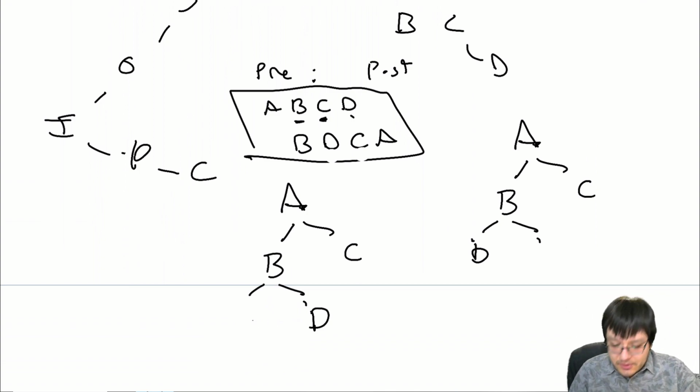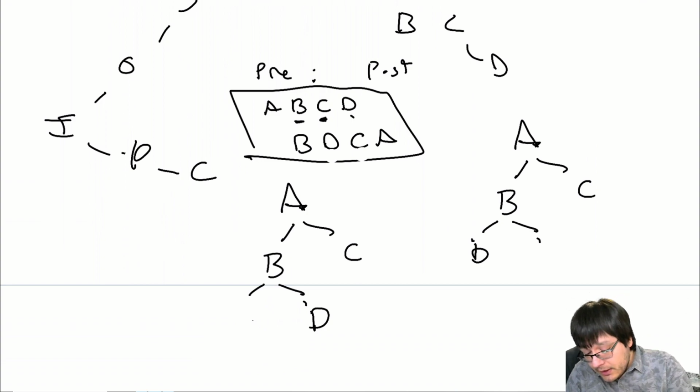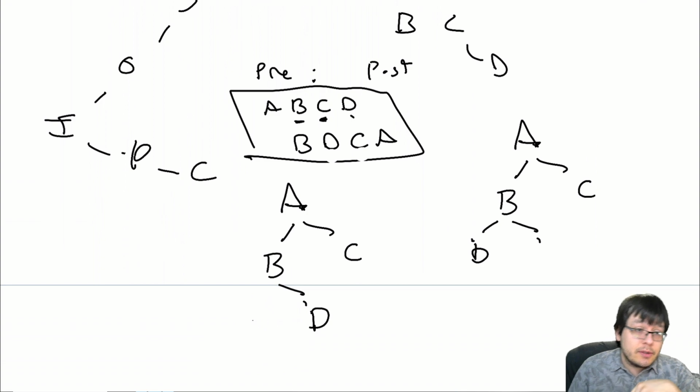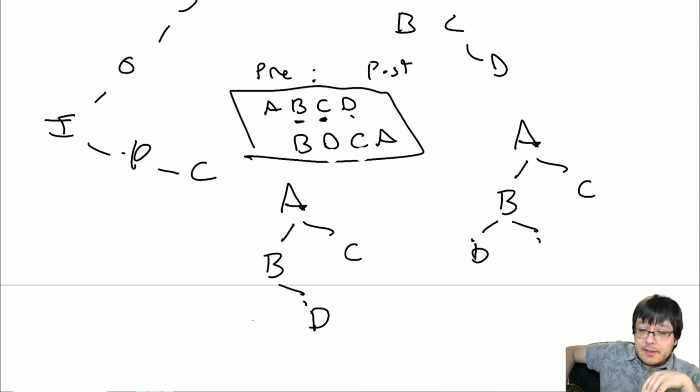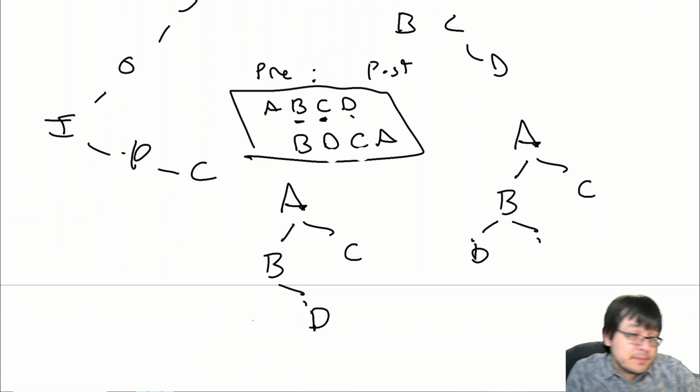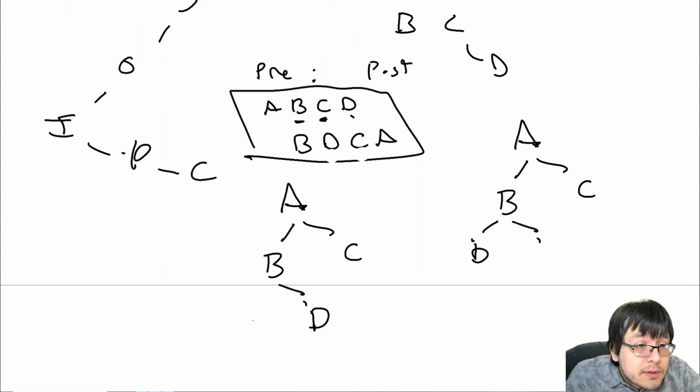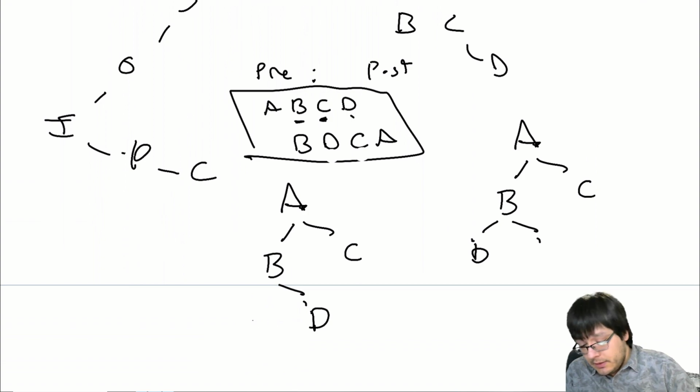Okay, so as you can see, one traversal, pre-order and post-order, can produce more than one tree. So yes, okay. So let's see what else do we have. So can you show how to illustrate building a heap? So let's do that next.